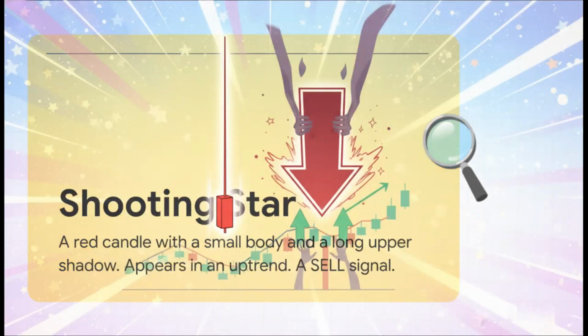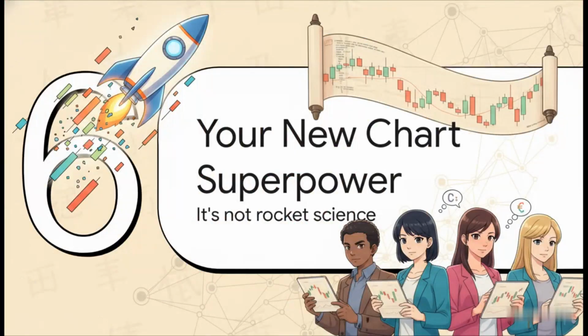And our last one, the shooting star, is pretty much an upside-down hammer. You've got this small body at the bottom and a long, long upper shadow. This tells the story of buyers trying to shoot the price up to the moon, but they get rejected. The sellers push back and slam the price right back down. When you see this guy at the top of an uptrend, it's a major warning sign that the price could be about to fall. And there you have it.